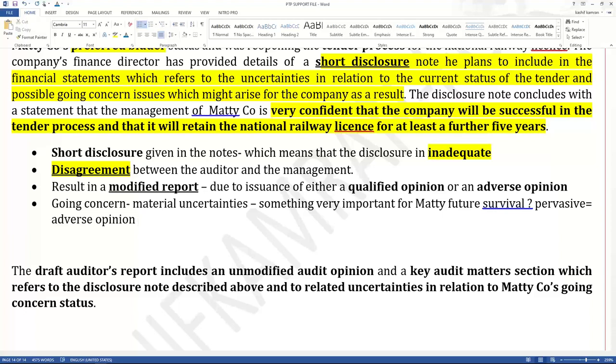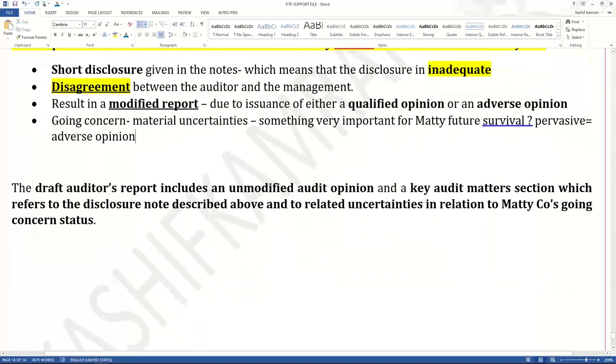You need to justify in the exam paper the basis of pervasive. I hope I've justified the basis of pervasive: something very important for METI's future survival and something very important for the shareholder. This is not just material, this is material and pervasive, right? So what have we given in the draft audit report? We have included an unmodified opinion in the draft audit report. Is that right? Is that wrong?